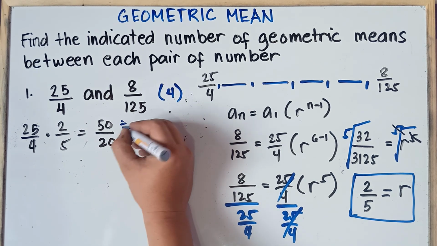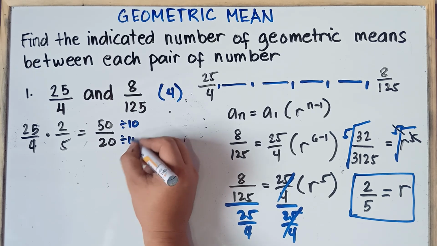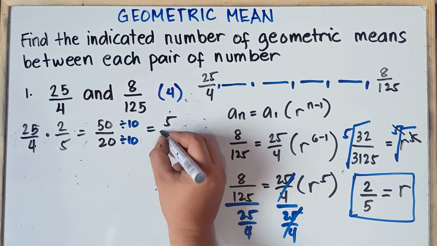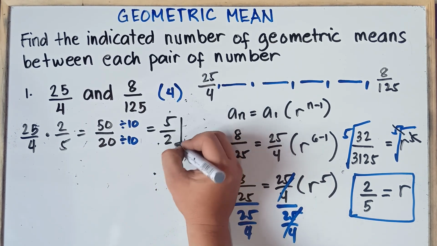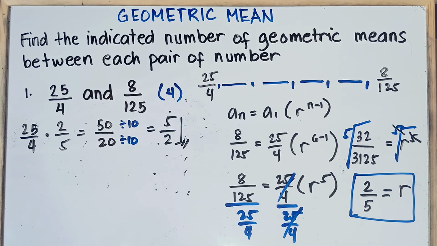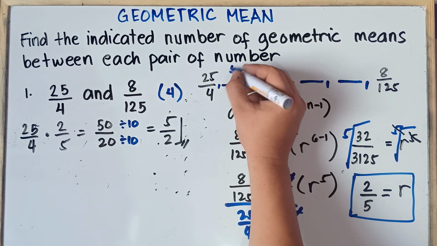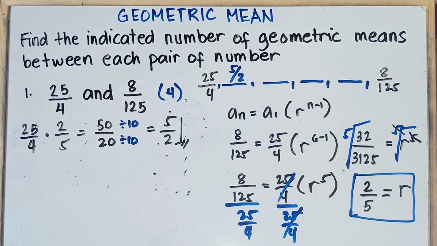We can divide 50 by 10. We can also divide 20 by 10. So 50 divided by 10 is 5, and 20 divided by 10 is 2. Once again, class, always reduce the fraction to its lowest term. That's actually mandatory for fractions. Therefore, the second term is 5 over 2. Simple as that, class.